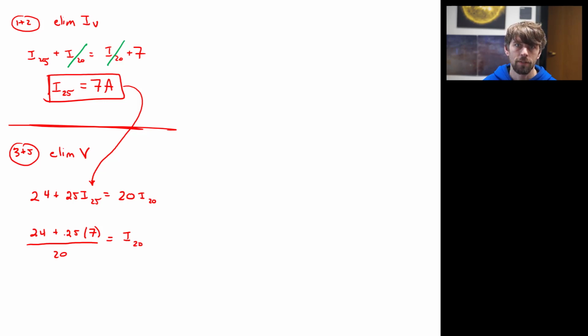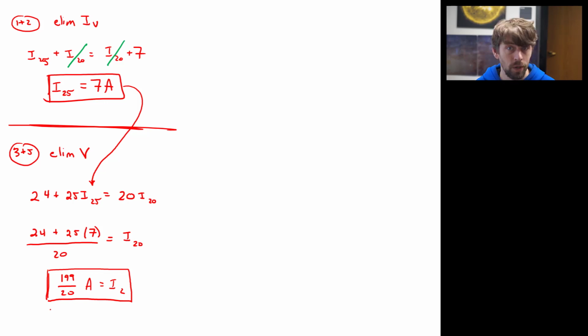Well, okay, 25 times 7 is... man, this is not a nice number, is it? Right? 25 times 7 is 175, plus 24. So this is 199 over 20. Of course, this is amps, equals I20. So you notice that you don't always get nice numbers. It would be really nice if that were 200 over 20, but life goes on. Rounded, it is about 10 amps.